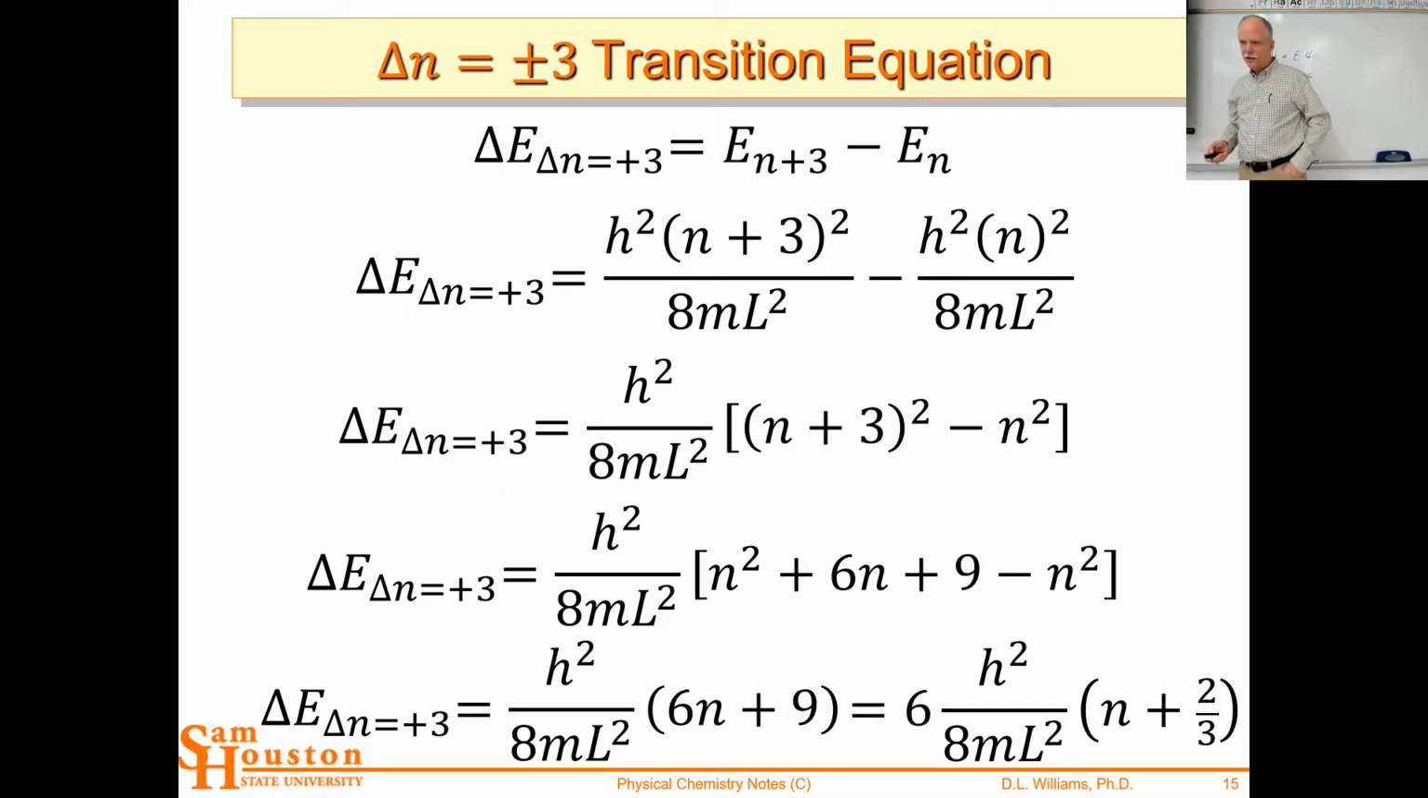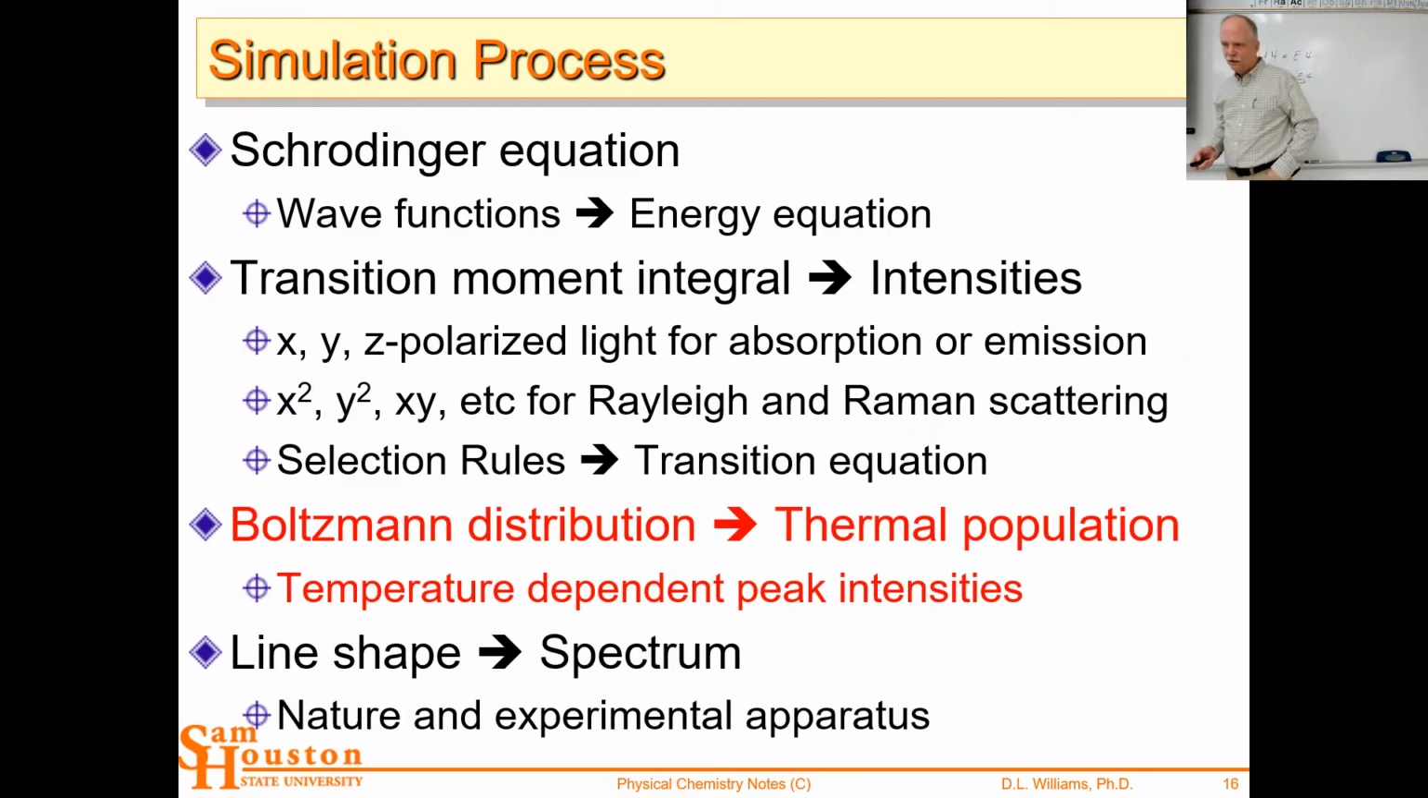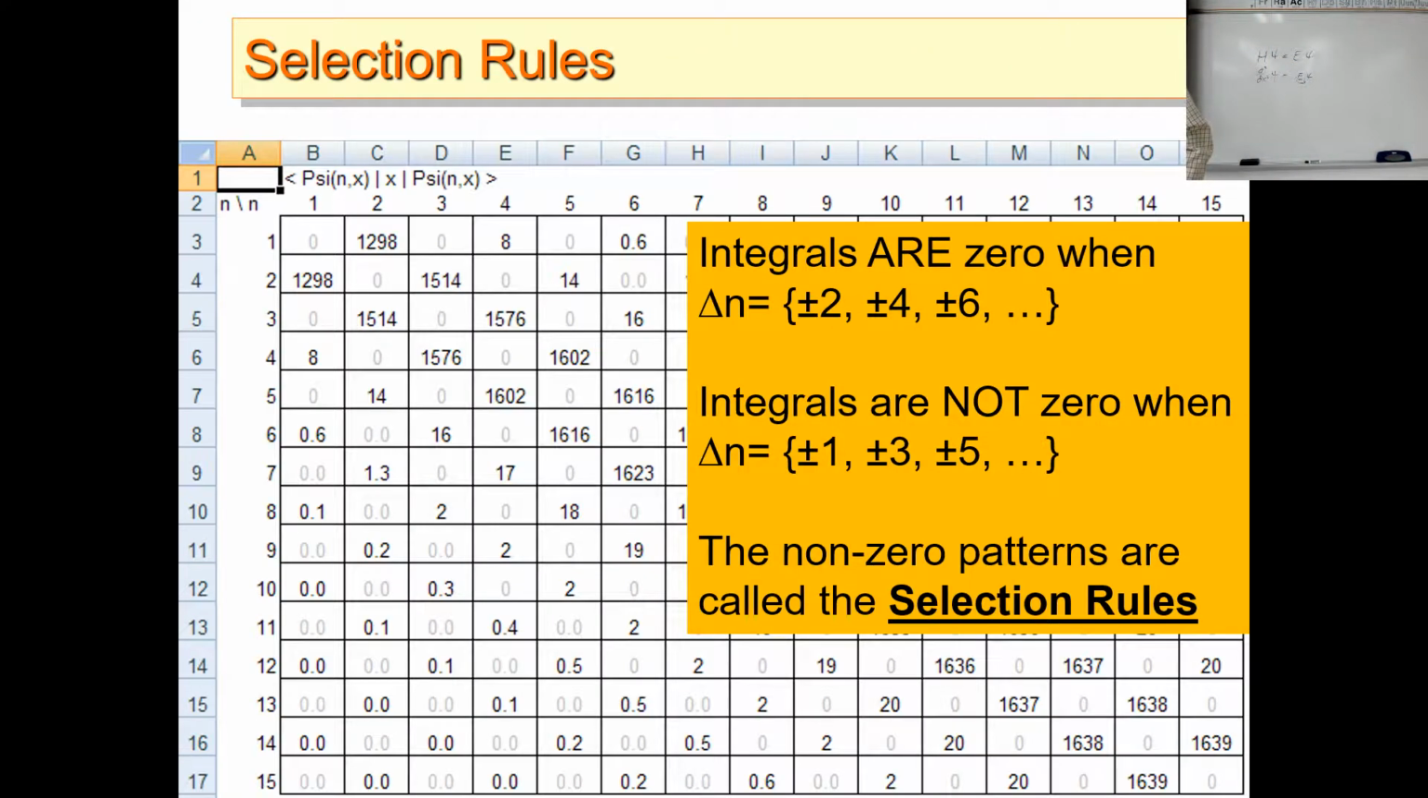Let me skip ahead just to show you those patterns. You see that these large intensity values here are the delta n plus or minus 1. So what's a plus or minus? Let's say these are the lower states, so 1 to 2, that's a plus 1, but 2 to 1 is a minus 1. So they're equal intensity. This is another interesting result.